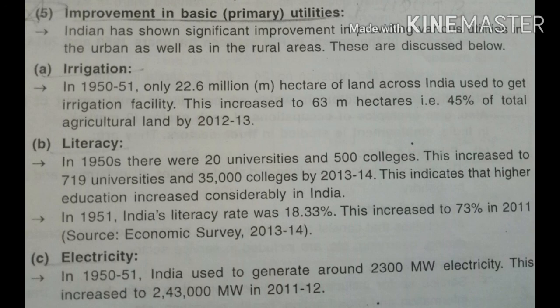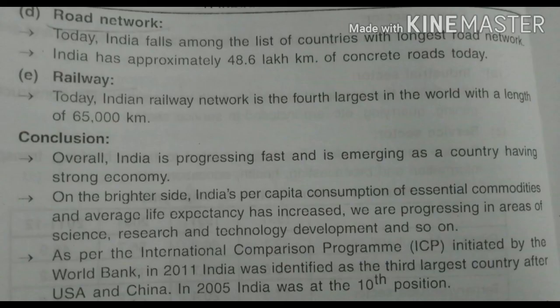The last is electricity. In 1950-51, India used to generate around 2300 megawatt electricity. This increased to 2,43,000 megawatt in 2011-12. Road network. Today, India falls among the list of countries with longest road network. India has approximately 48.6 lakh kilometers of concrete roads today. Railway. Today, Indian railway network is the fourth largest in the world with a length of 65,000 kilometers.